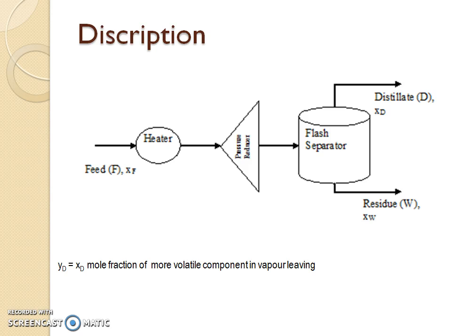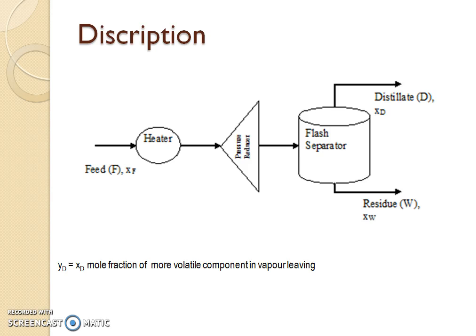It is represented in a brief diagram where F is the feed mixture having the concentration of XF, that enters a heater where it is heated to a prescribed, predetermined temperature. Then it is sent to the pressure reducer. Afterwards it goes to the flash separator, where the feed is separated into two fractions. One is the distillate and another one is the residue.